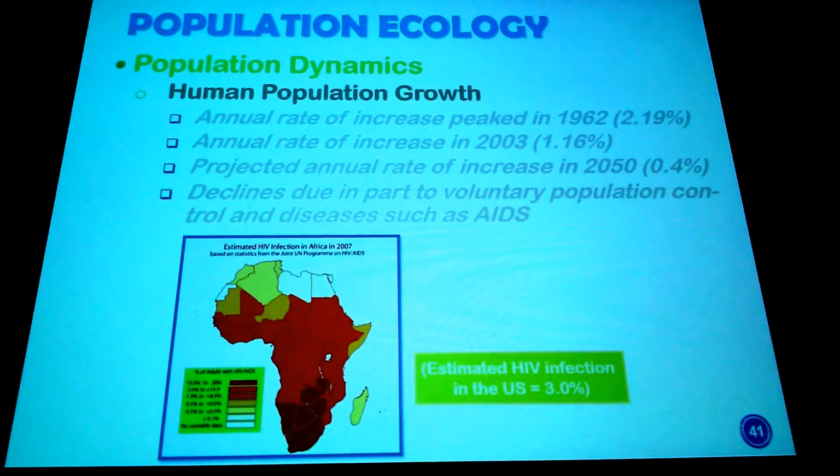Annual rate of increase peaked in 1962 at about 2.19% per year. Annual rate of increase in 2003 was 1.16%, so we're not increasing as rapidly. We're starting to see the human population level off a little bit. Projected annual rate of increase in 2050 is about 0.4%.